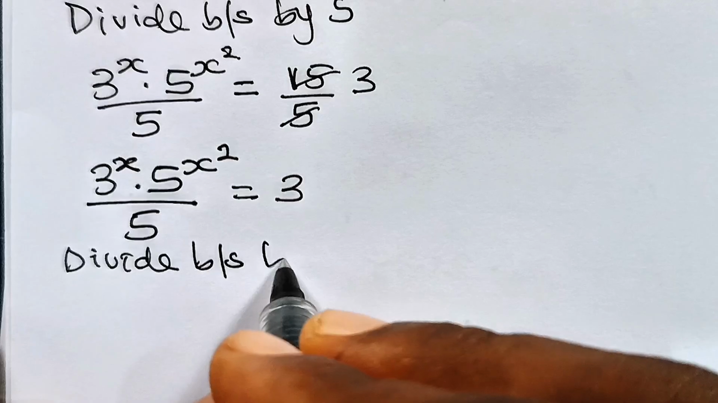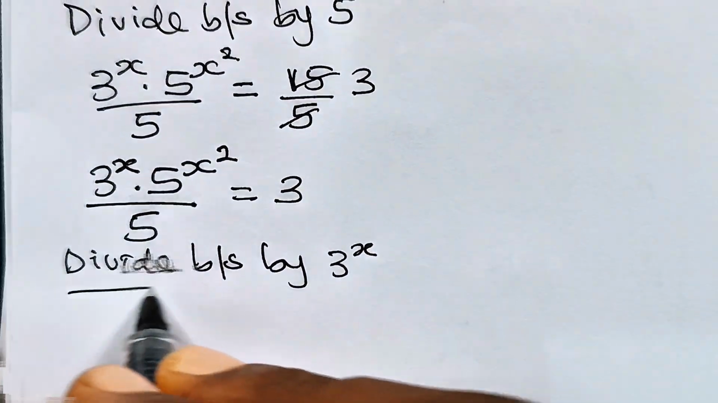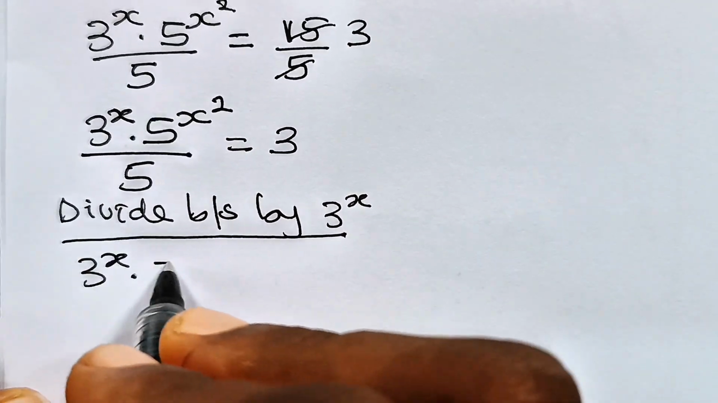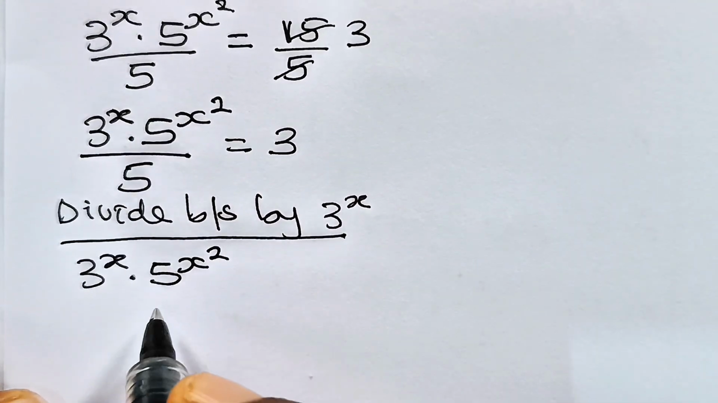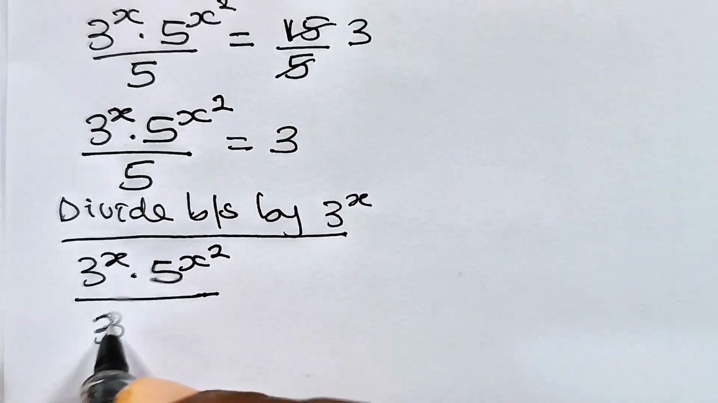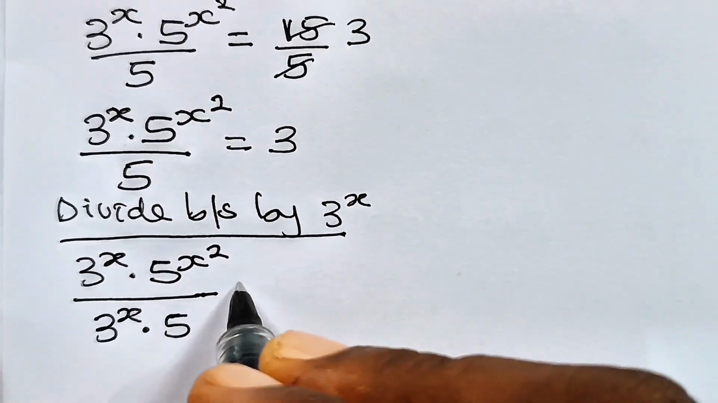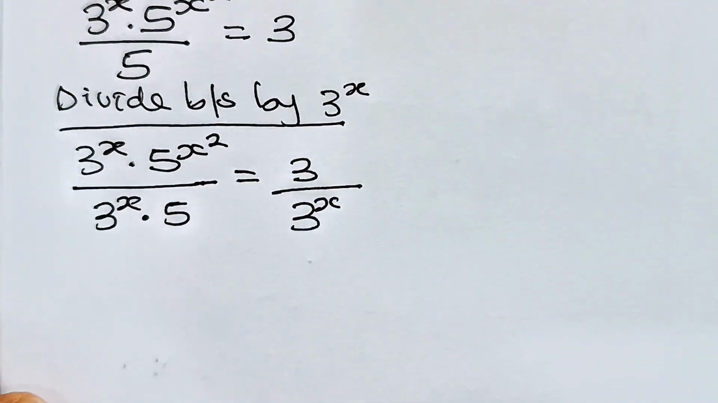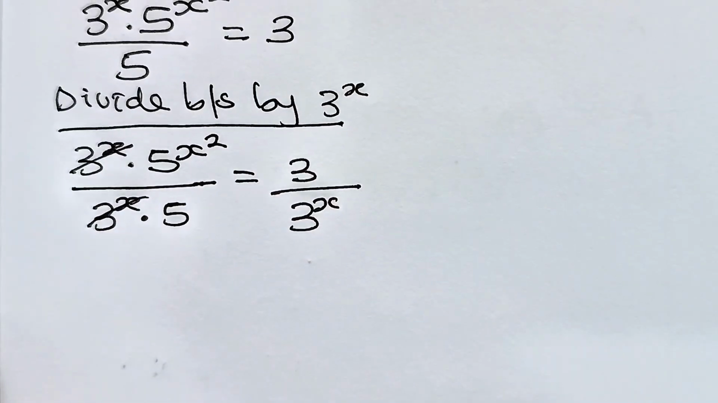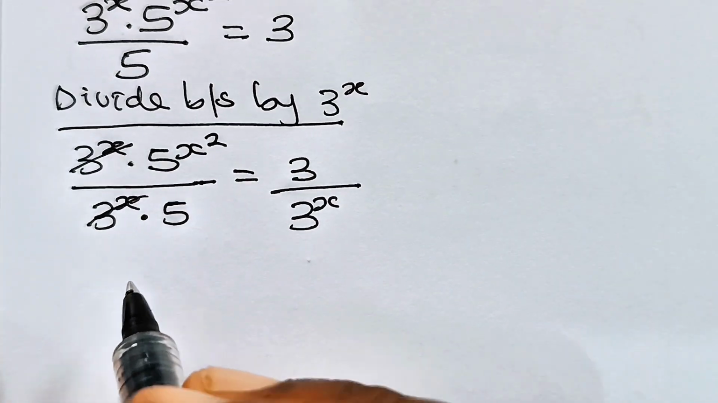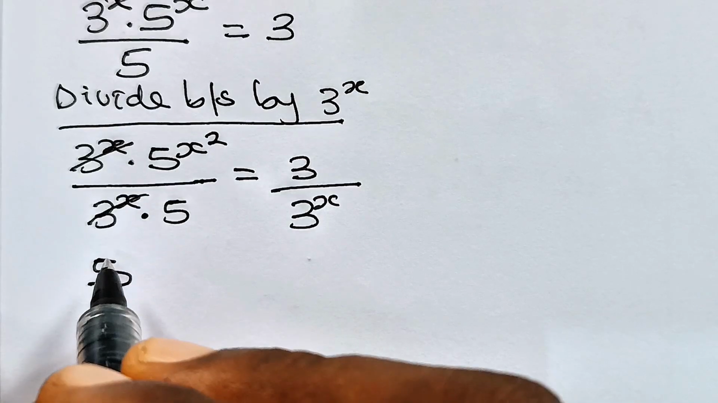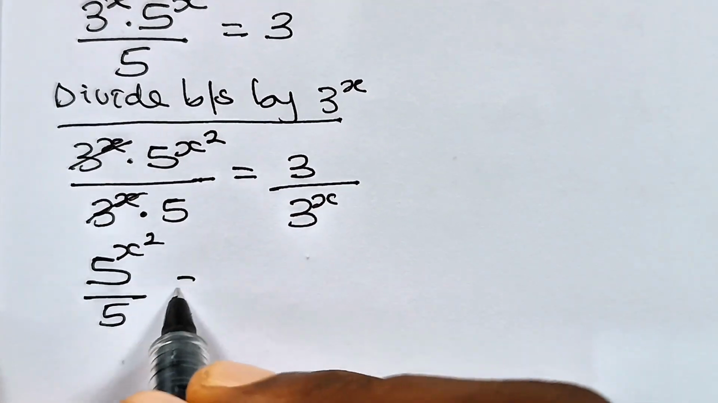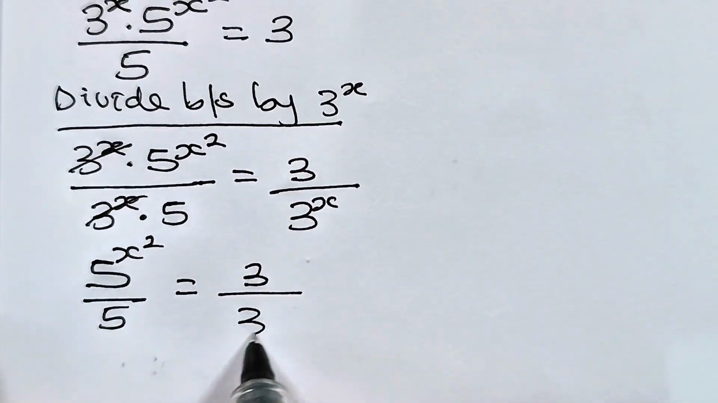Now let's divide both sides by 3 to the power of x. So if we do that, we have 3 to the power of x multiplied by 5 to the power of x squared divided by 3 to the power of x multiplied by 5 is equal to 3 divided by 3 to the power of x. Now 3 to the power of x, we divide this and we are left with 5 to the power of x squared divided by 5 is equal to 3 divided by 3 to the power of x.